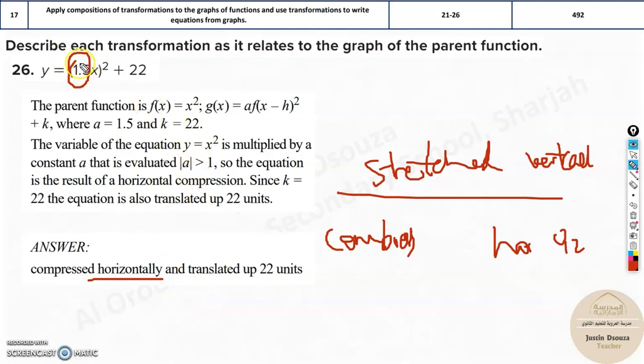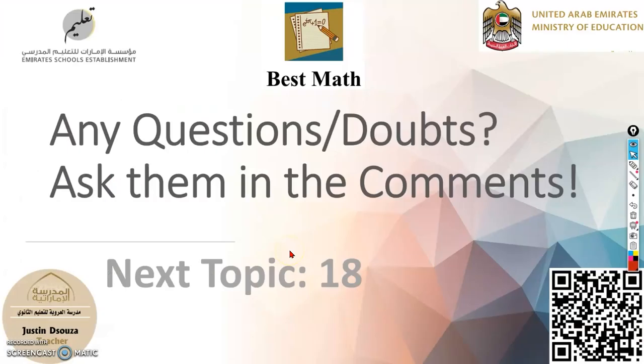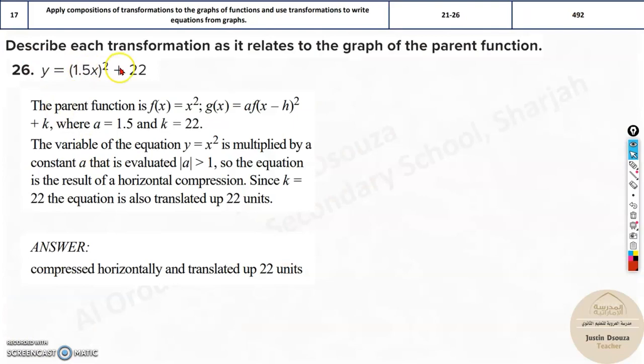Just remember, what is this? This is greater than 1, so it will be stretched vertically. You deal mainly with vertical. If it is stretched vertically, it will be compressed horizontally. If it was compressed vertically, it will be stretched horizontally. For horizontal, it is just the opposite. So whatever I just told, just remember that. When you see it's greater than 1, it is stretched vertically, but compression will be on horizontal. That's it. And translated up by 22 units. Very simple topic. Just by looking at the question, you can easily figure out the correct option.